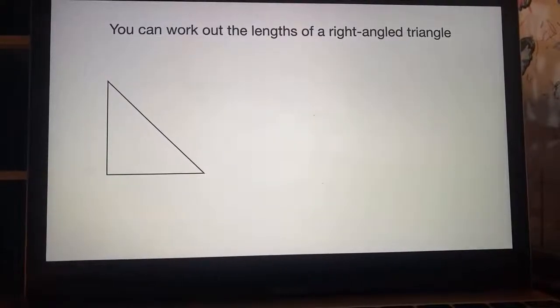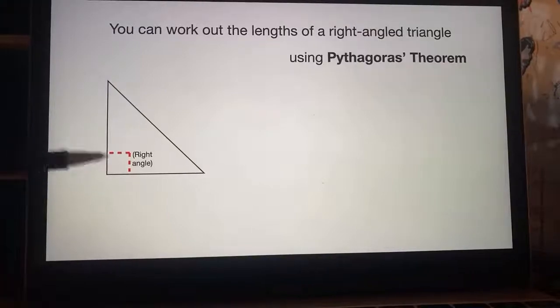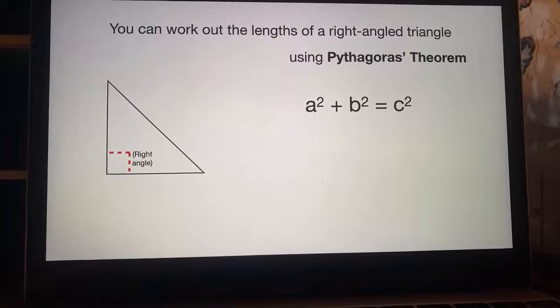It's just amazing that Pythagoras very long ago worked out, or someone around that time, that you don't have to keep measuring things. You can use maths. So you can work out the lengths of a right-angled triangle. You're okay with what a right angled triangle is, right? A right angle, 90 degrees, any triangle that has got a 90-degree angle in it like this is a right angled triangle. You can work out the lengths of that triangle using Pythagoras' theorem. He's the one that made this up. a squared plus b squared equals c squared. I'm assuming that a lot of you know what this means. I'm going to quickly go through it though.